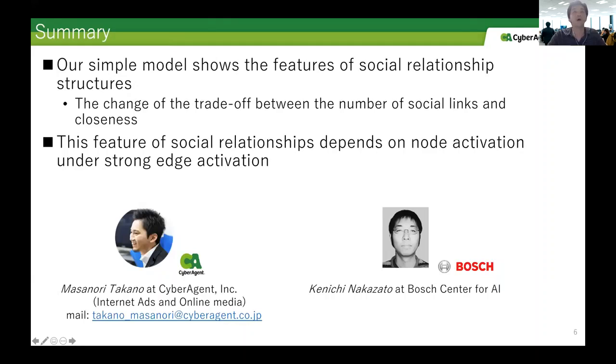In summary, our simple model shows the trade-off between the number of social links and closeness, and its change. This feature of social relationships depends on node activation and strong edge activation. That's all. Thank you for your kind attention.